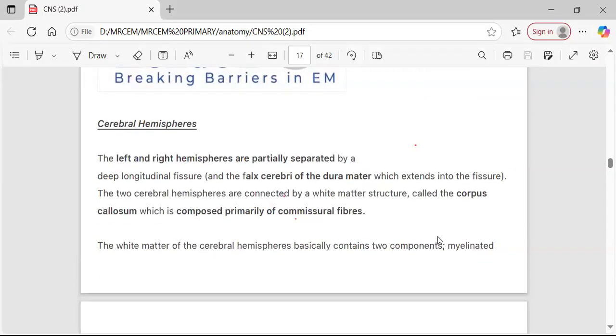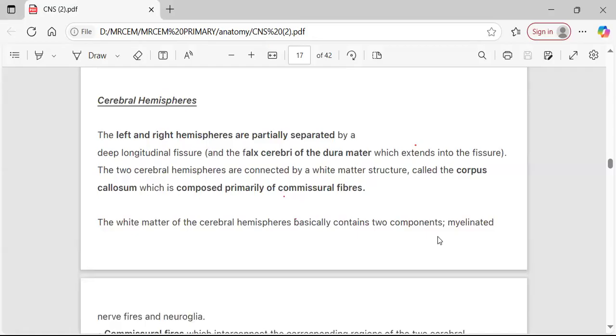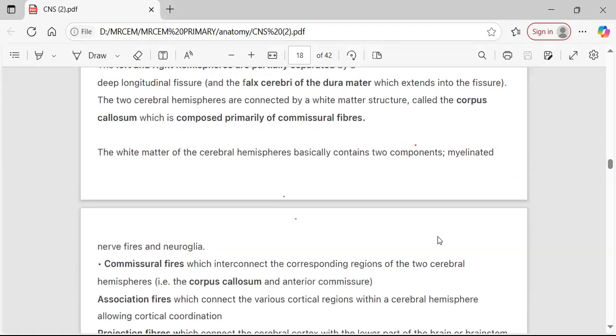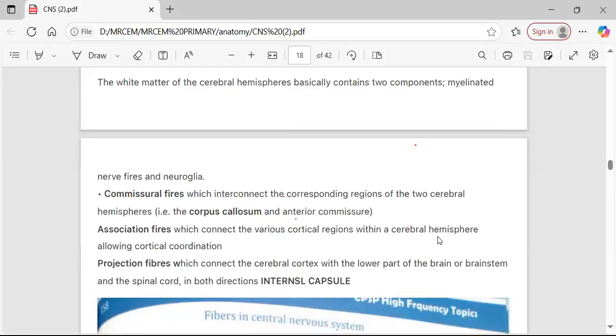The cerebral hemispheres, left and right, are partially separated by the deep longitudinal fissure, falx cerebri, and the two sides are connected by the corpus callosum. You must remember about the corpus callosum. These are made up of commissural fibers. Remember that the two cerebral hemispheres are connected by the corpus callosum. Commissural fibers interconnect the corresponding regions of the two cerebral hemispheres, the corpus callosum. So that is corpus callosum.